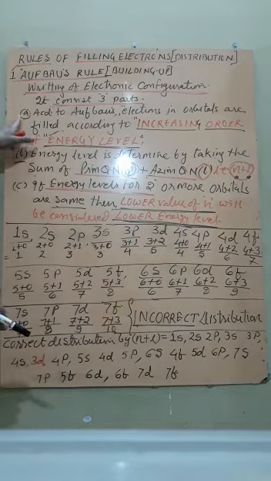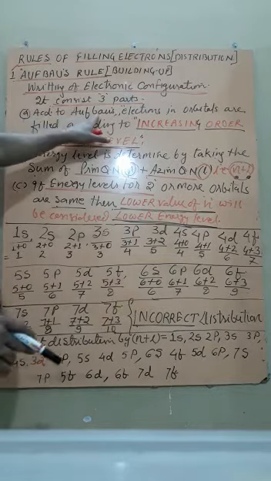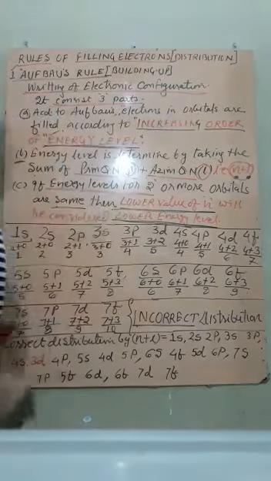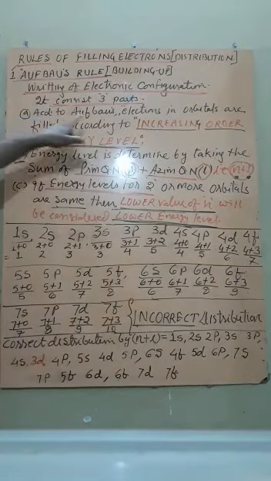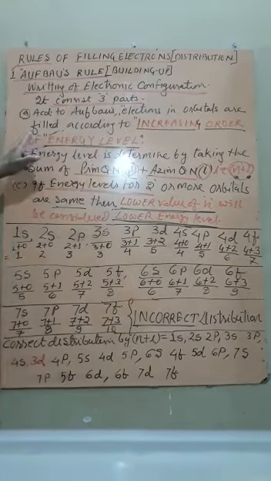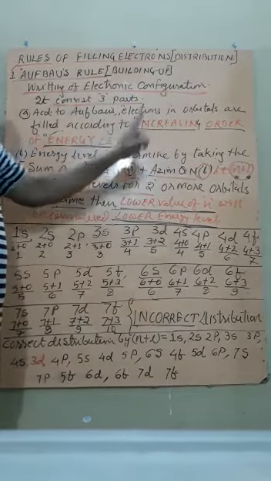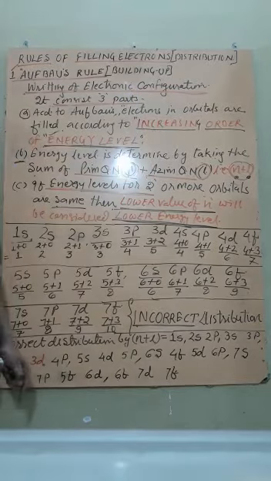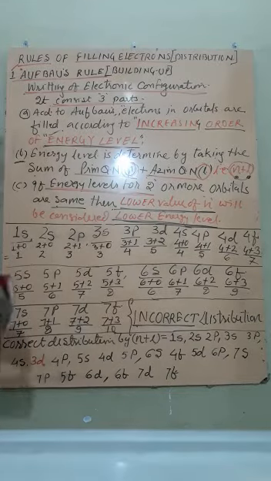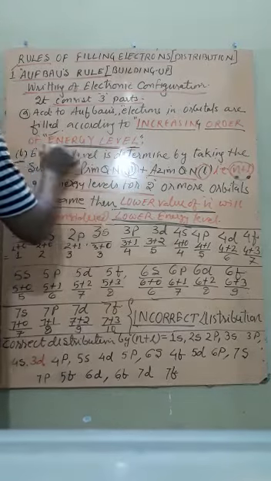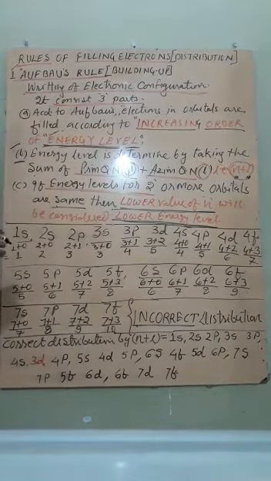The first part is, according to Aufbau's rule, electrons in orbitals are filled according to increasing order of energy level. Increasing order of energy level, that is, starting from lower energy level to higher energy level. But the problem is how to determine the energy level. Therefore, the second part of the rule is there.